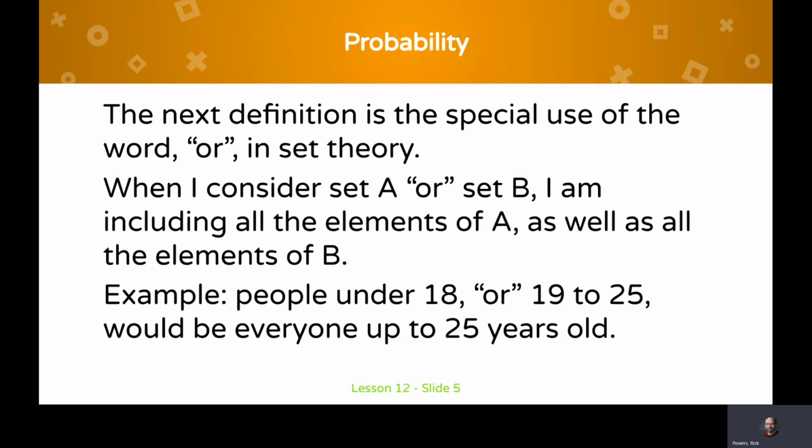The next definition is the special use of the word "or" in set theory. When I consider set A or set B, I am including all the elements of A as well as all the elements of B. Example, people under 18 or 19 to 25 would be everyone up to 25 years old.